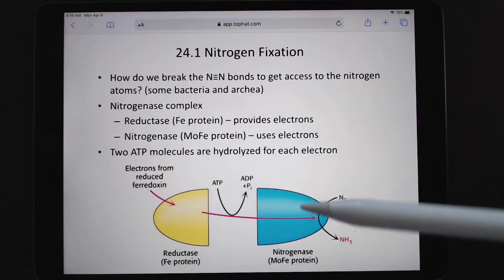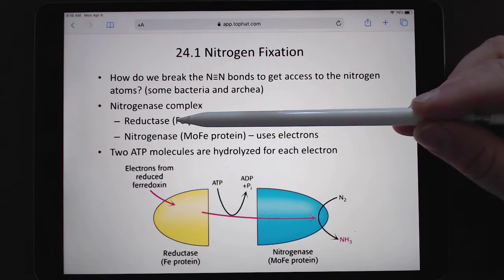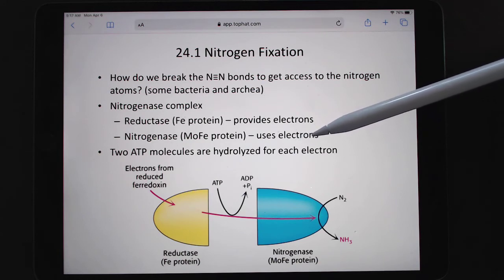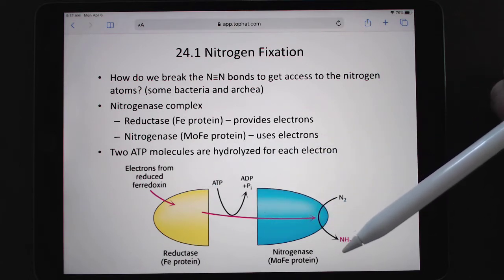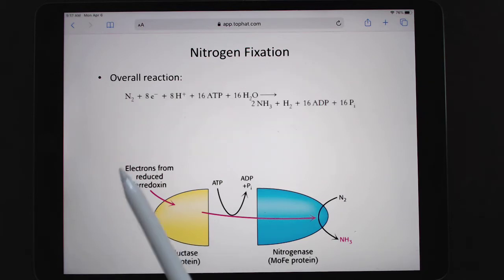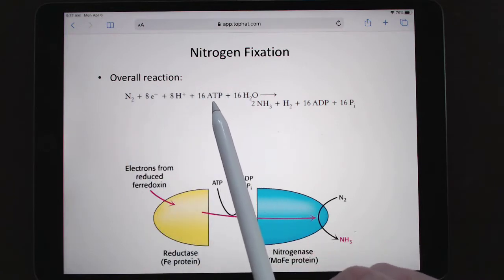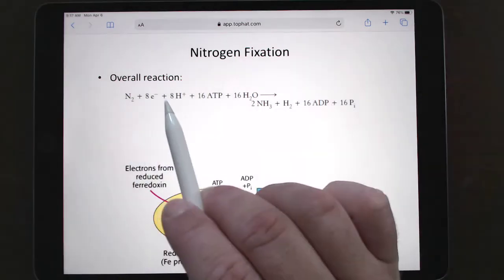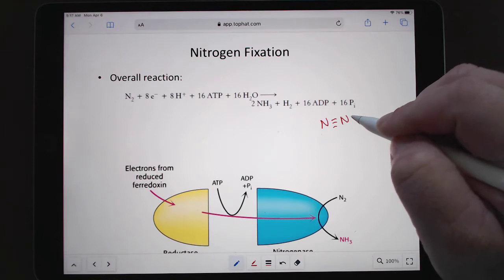The enzyme, the nitrogenase complex, has two parts, the reductase part and the actual nitrogenase part. The reductase provides the electrons, the reducing power, and the nitrogenase uses them. And actually, for every electron that needs to get put in here, it requires 2 ATP. And so the overall net reaction is nitrogen plus 8 electrons and 16 ATPs, and out come two ammonia.